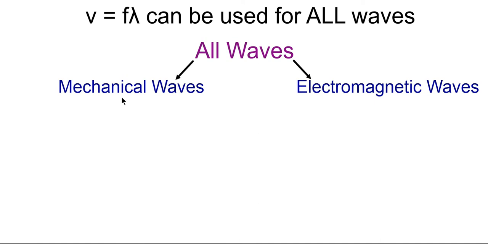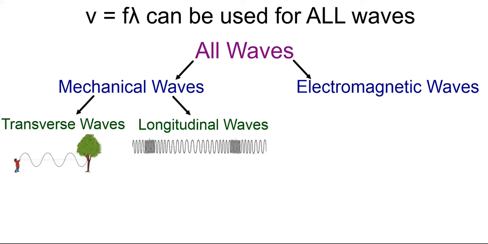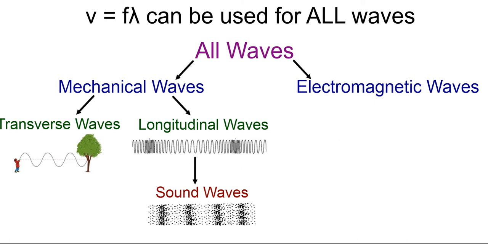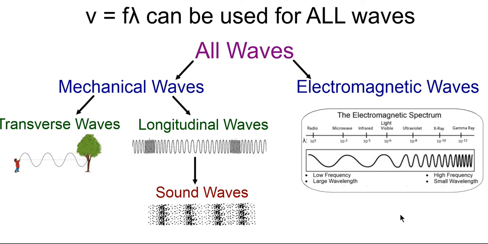So you can use V equals f lambda for all kinds of waves. All waves break into two large categories, mechanical and electromagnetic. You recall mechanical is broken into transverse waves, like that, with the crests and troughs across that center line. That's a transverse wave. We also have longitudinal waves. The most important longitudinal wave down here under mechanical is sound waves. And over here on the electromagnetic side we have the spectrum, remember? All from radio all the way up to gamma.